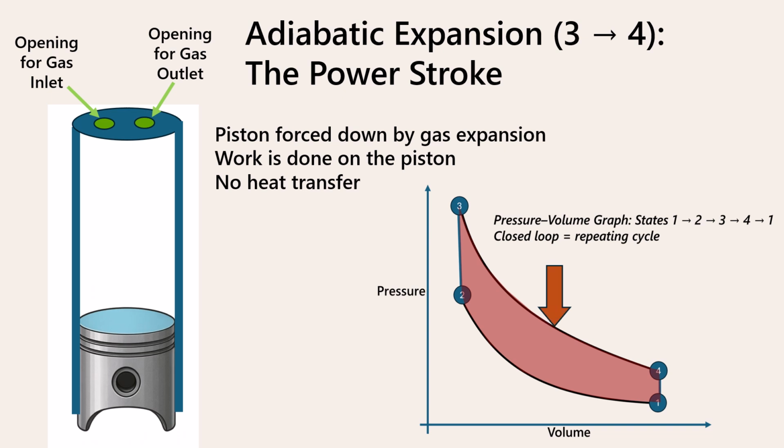This is the power stroke, the most important part of the cycle. The high-pressure gas expands, pushing the piston downward and doing mechanical work. This is again an adiabatic process, so the gas cools as it expands. The area under the expansion curve, 3 to 4, represents work done by the system. By contrast, the area under the compression curve, 1 to 2, represents work done on the system. The difference, the area enclosed by the loop, is the net mechanical output per cycle, shown in red.